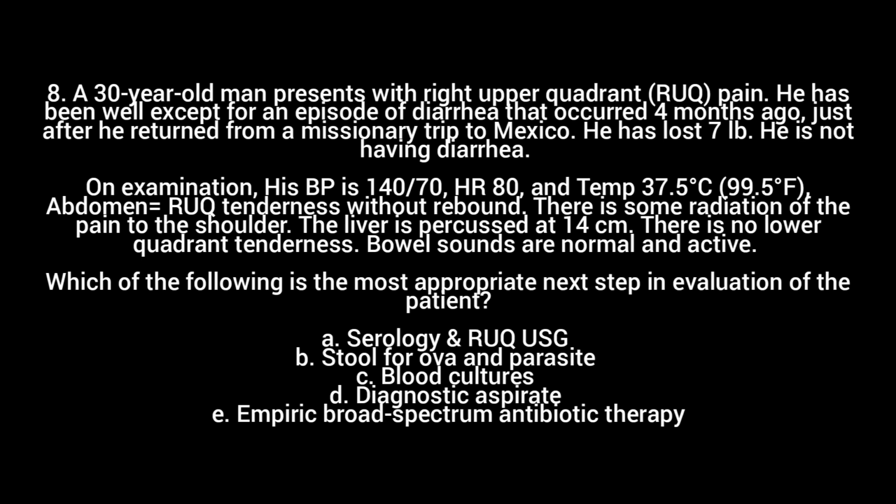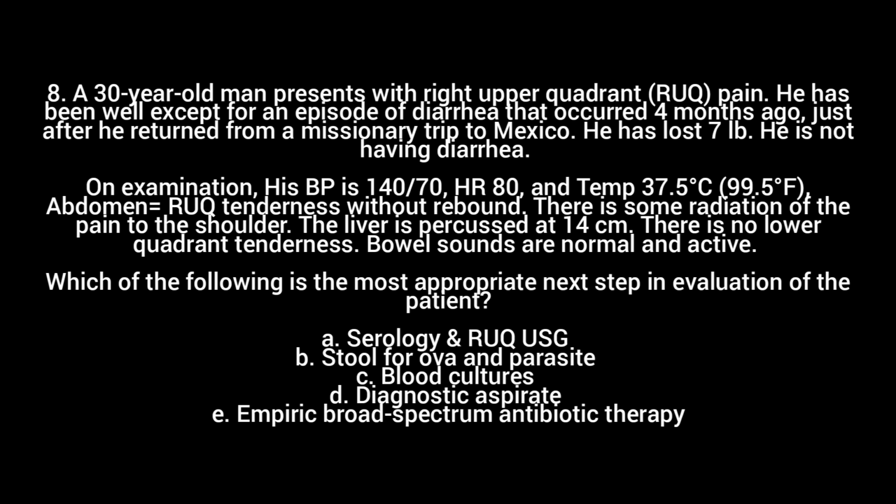So here is the scenario of a 30-year-old man. A 30-year-old man presents with right upper quadrant pain, and he has been well except for an episode of diarrhea that occurred 4 months ago, just after he returned from a missionary trip to Mexico. He has lost 7 pounds of weight and he is not having diarrhea. On examination, his BP is 140 by 70, heart rate is 80, and temperature is 37.5, 99.5 degrees Fahrenheit.